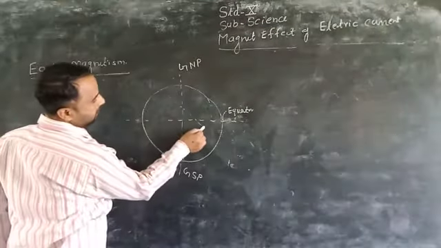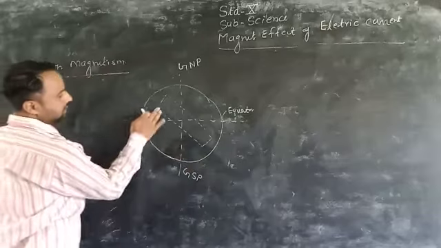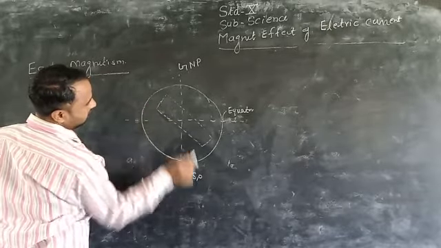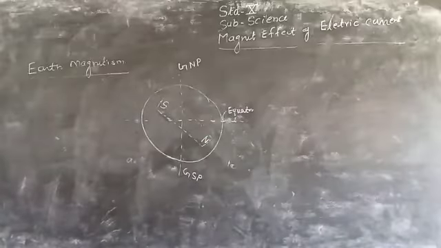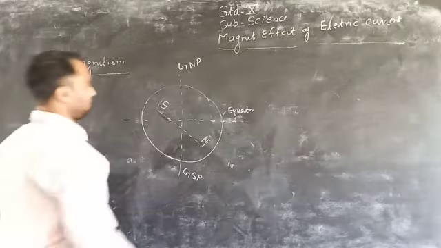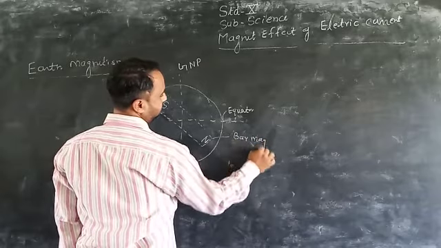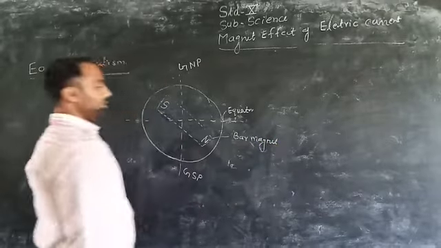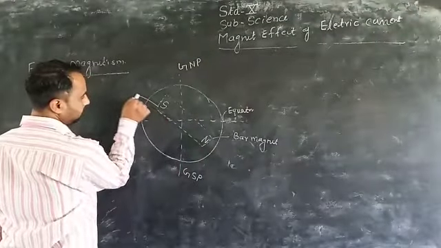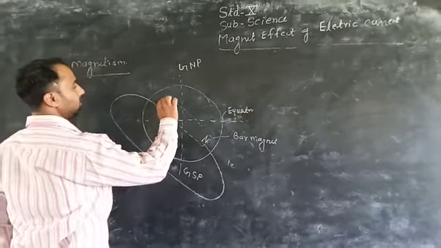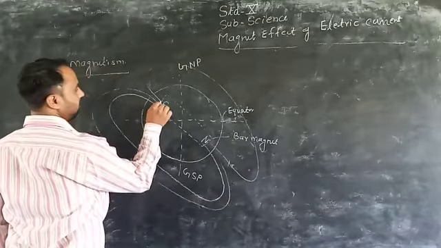A bar magnet is placed inside the earth, and this bar magnet has a south pole and a north pole. It is assumed that a bar magnet is placed inside the earth, and we have to see that the magnetic field produced by the earth is like that.